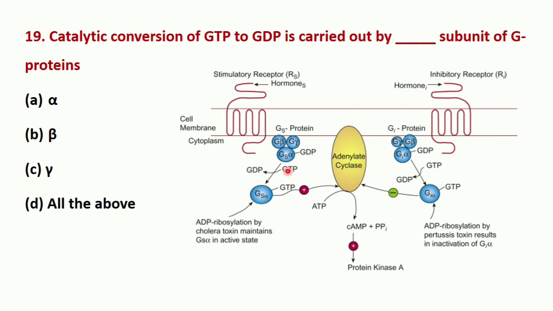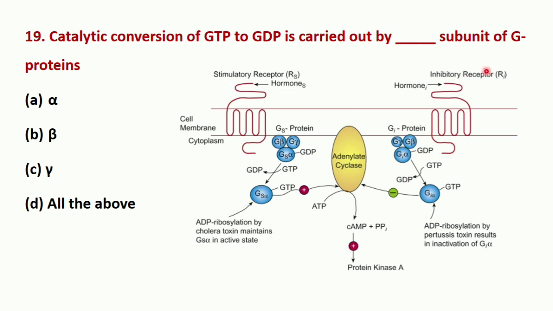So GTP is converting into GDP, and the GDP attached to the alpha subunit is exchanged into GTP. This moves in the cytoplasm and binds with adenylate cyclase, and it is going to produce the secondary messenger, cyclic AMP, adenosine monophosphate. By combining with phosphate, it then forms protein kinase.